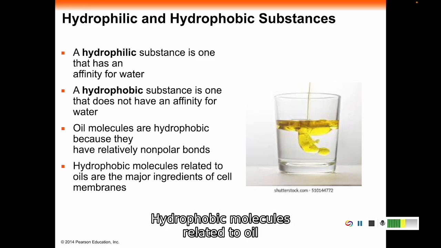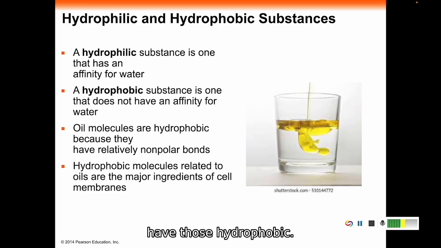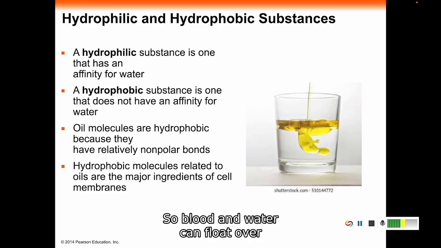Hydrophobic molecules related to oil are major ingredients of cell membranes. It's very important that your cell membranes have those hydrophobic regions surrounding your cell, which allows your cells not to dissolve in water. So blood and water can float over your cell without your cell membrane dissolving. It holds your cell intact. That's a pretty important feature of cells that allows them to be alive.